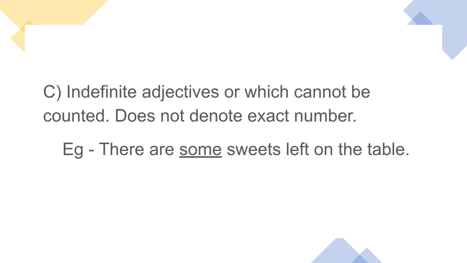And the third, we have indefinite adjectives. What are indefinite adjectives? They are adjectives which cannot be counted and do not denote an exact number. If you are not sure, but you know it is there, we call it an indefinite adjective. Example, there are some sweets left on the table. Here sweets is a noun and we add the word some. We know that there are sweets on the table but we cannot count them, but you know they are there. So we use the word some, which describes what cannot be counted or specified in particular.